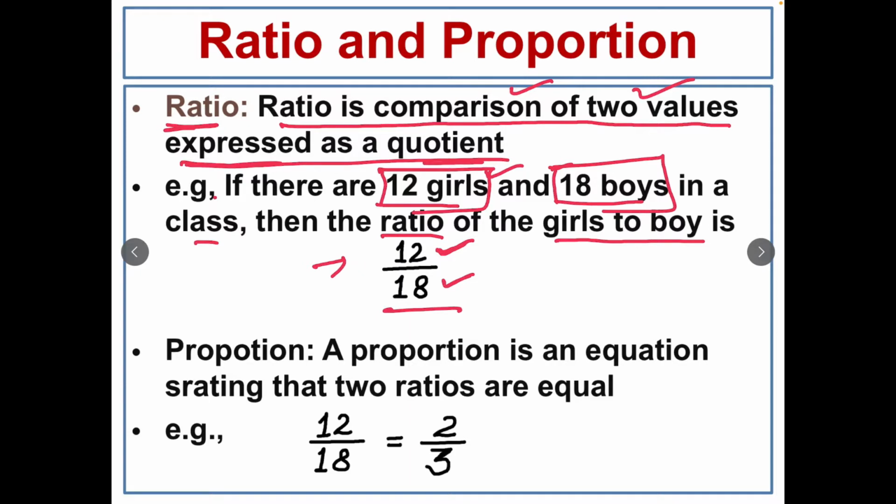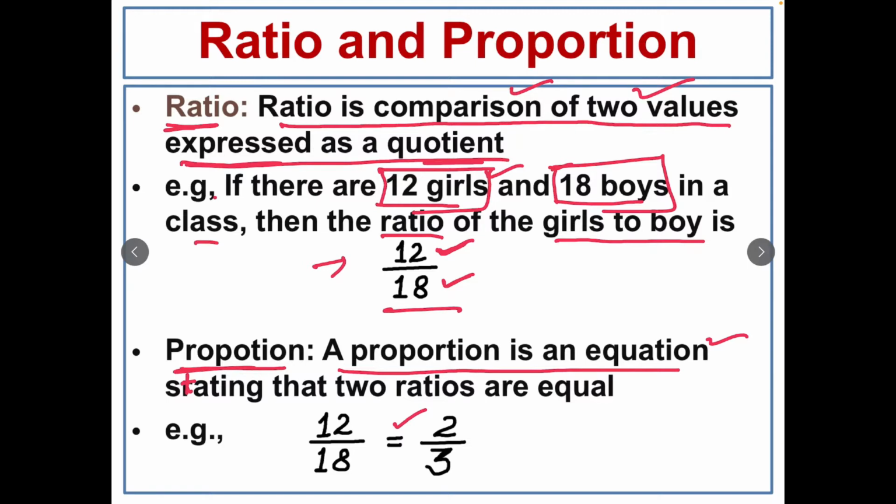While a proportion is an equation stating that two ratios are equal. So a proportion is simply an equation, that means it will involve an equality sign, and it states that two ratios are equal.